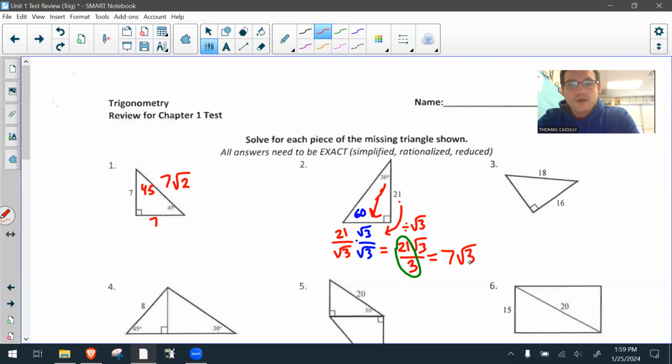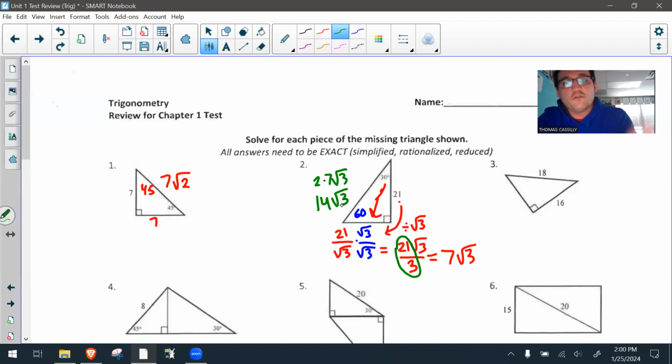All right, now to go from a short leg to the hypotenuse, double it. So we're going to have 2 times 7 square root of 3, which gives us 14 square root of 3. That is our long side here. I'm sorry, that is our hypotenuse. All right. Now on the next one here, no angles.